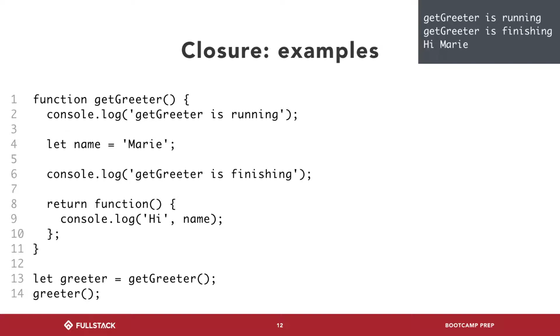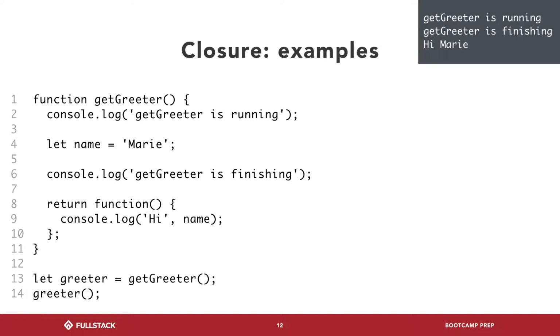Hi Marie. And the interesting thing here is when we invoke greeter outside of this getGreeter function, we still have access to, or are still able to use, this name equals Marie variable that we created. So if we didn't have line 14, it would have just printed out getGreeter is running, getGreeter is finished. Yep. That's it. Okay.